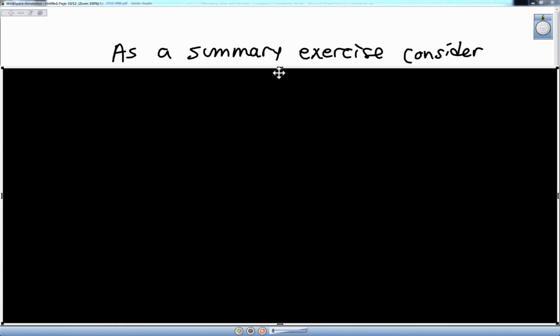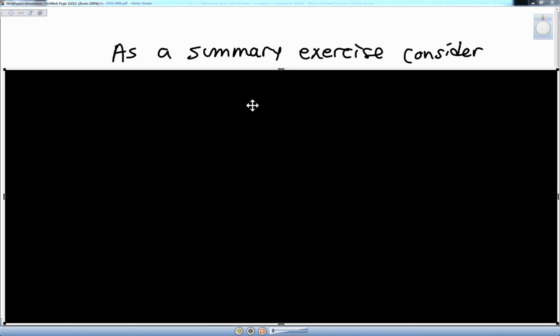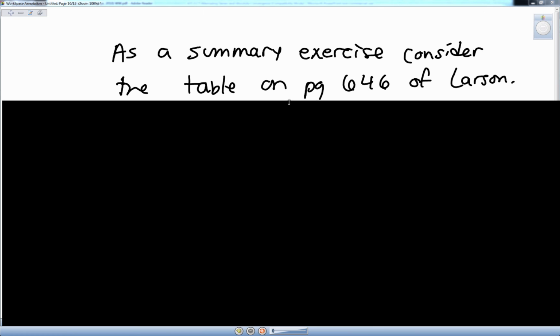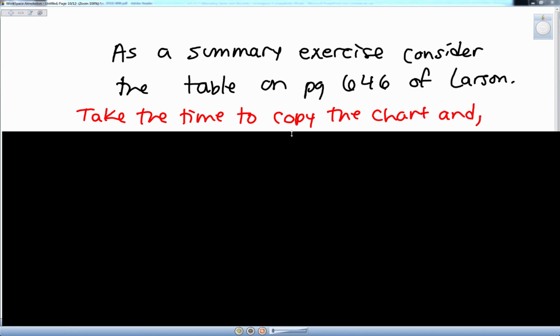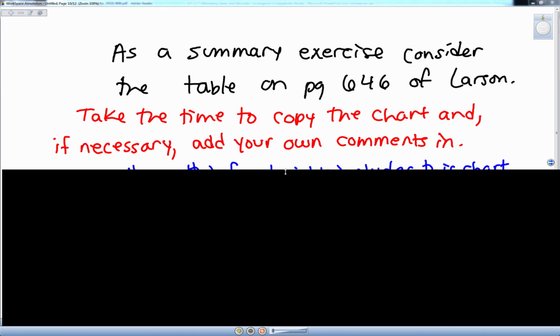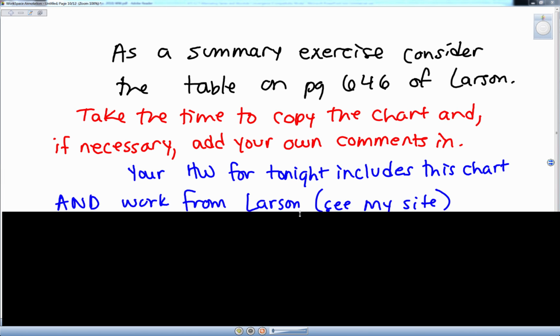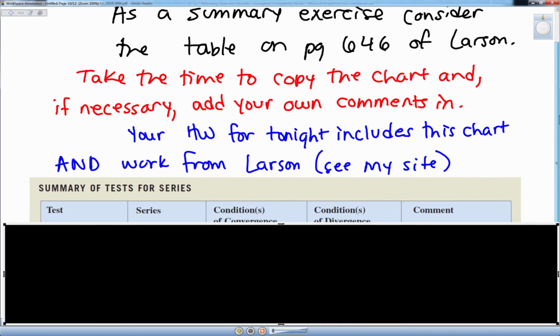As a summary exercise, what I'm going to ask you to do is go to the table on page 646 of Larson. It's on my site if you want to pull it up. I'm going to ask you to take time to copy the chart and, if necessary, add your own comments. This is in addition to the homework that I'm going to ask you to complete. Your homework for tonight includes this chart and work from the Larson text. See my site for the exact assignment itself. Here's what I mean by this.